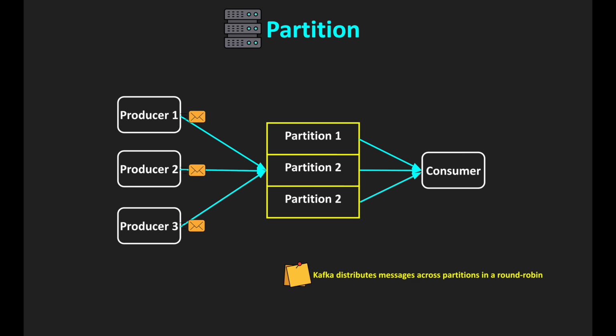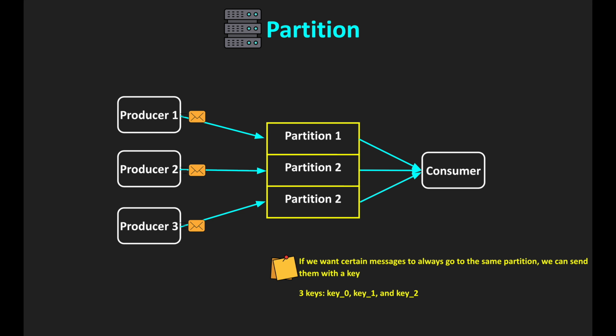So that's how we scale from the producer side. We are producing more messages and we are partitioning our topic into as many partitions as we need for our case. That's how we scale horizontally in Kafka.